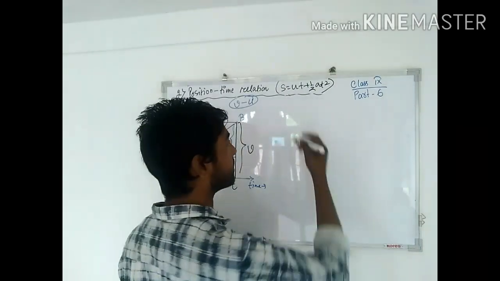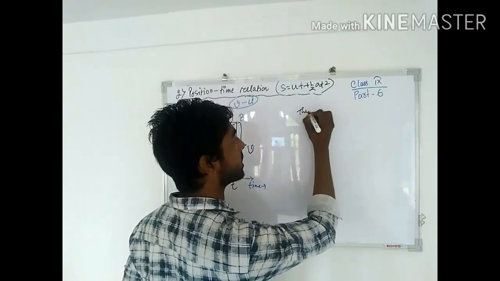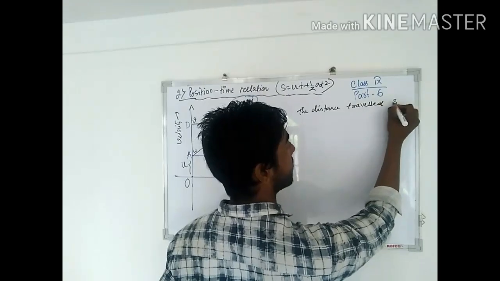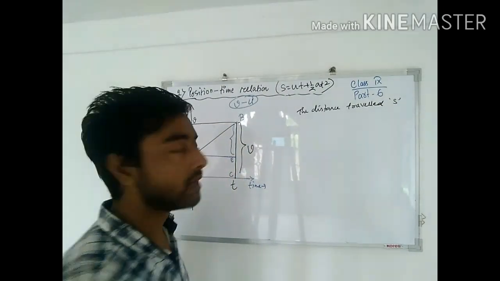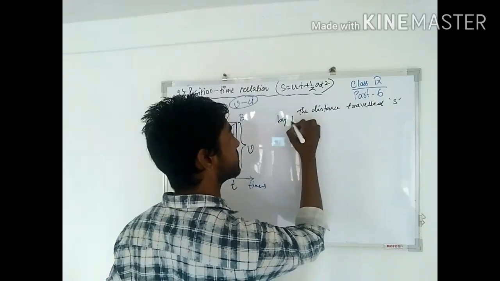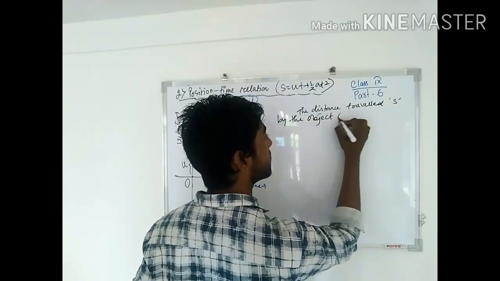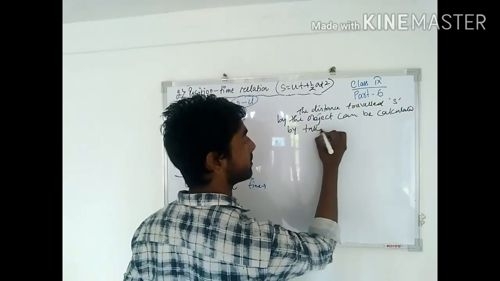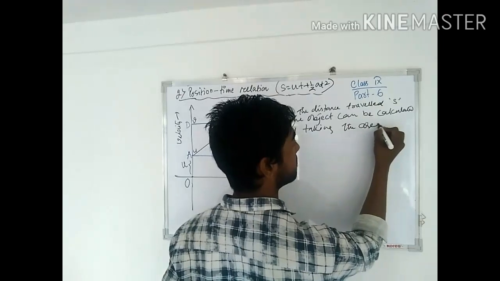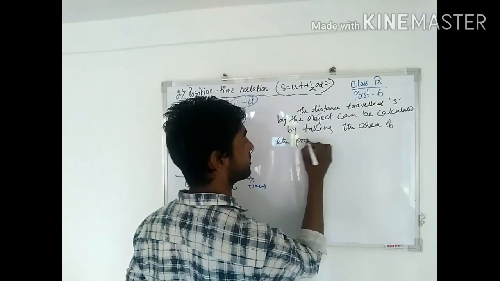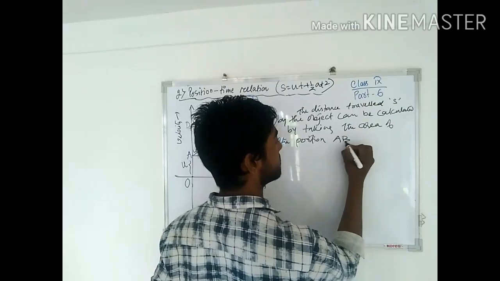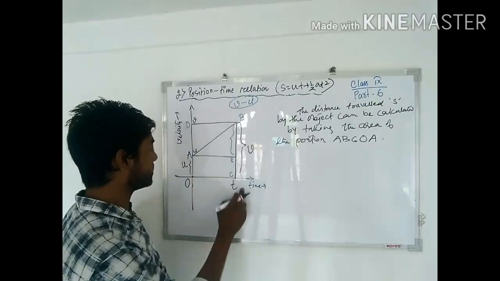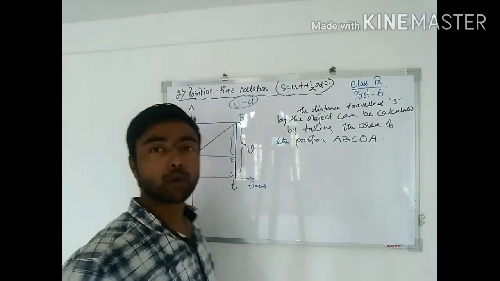Done. So if I can write, you see, the distance traveled, what? S. S से हमें distance travel लिखना है. The distance traveled S by the object can be calculated by taking the area of the portion ABCOA. Done. A से स्टार्ट, तो A पे खत्म कर रहे हैं हम. ABCOA ये जो पोर्शन होगा, ये पोर्शन का हमें एरिया निकालना है.